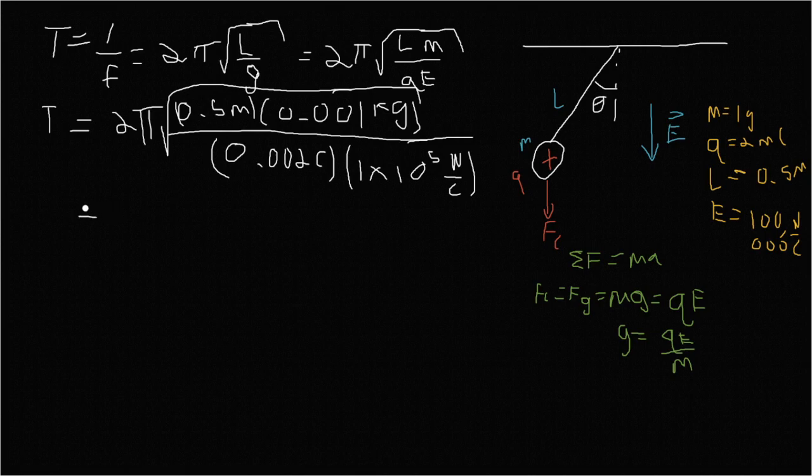If we substitute all of this into a calculator, the time it takes is 9.9 times 10 to the negative 3 seconds. And that is the answer.